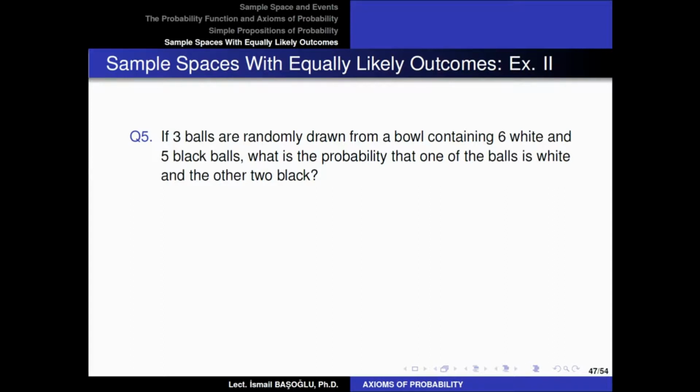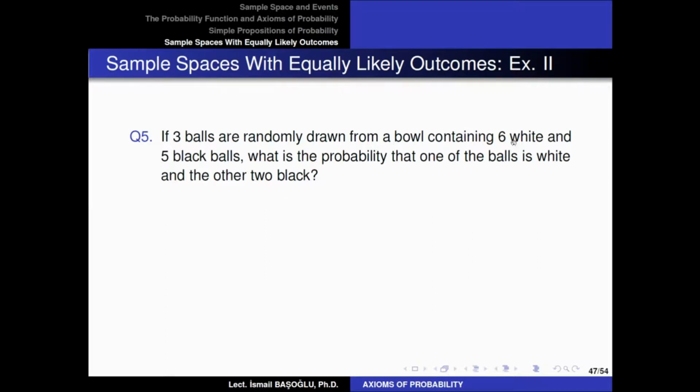Again, we are going to define a random experiment in this question, and in that random experiment, we will have a sample space where each outcome is equally likely to occur. So we can answer simple probability questions. Okay, so the question is as follows. If 3 balls are randomly drawn from a bowl containing 6 white and 5 black balls, what is the probability that one of the balls is white and the other 2 are black?